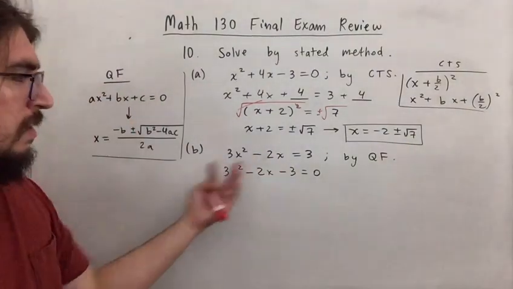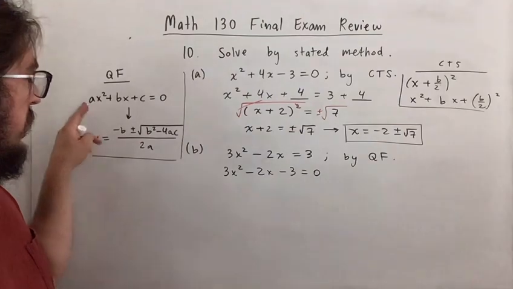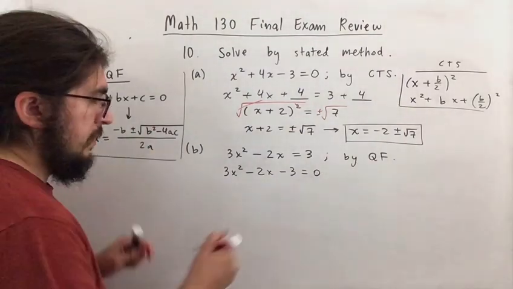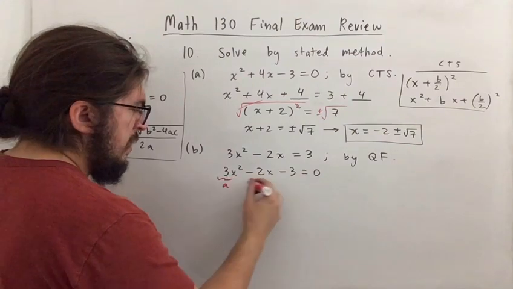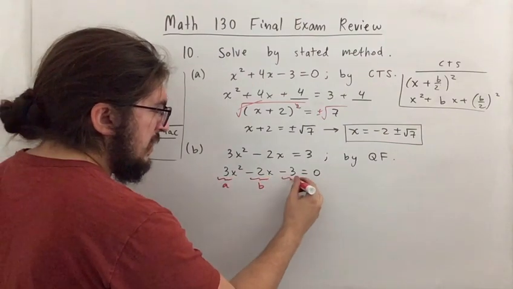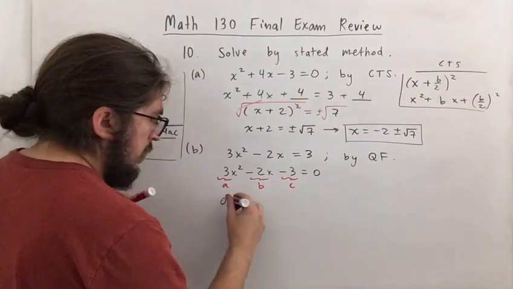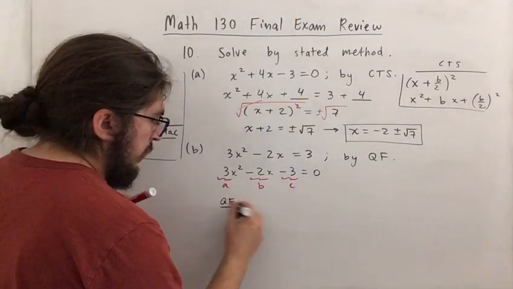But here, now that we have everything on one side and the zeros on the other, we can label each of those coefficients as A, B, and C. Keep in mind the negatives. So here, A is 3, B is negative 2, and C is negative 3. Perfect. So now, using quadratic formula, what we end up getting is the following.